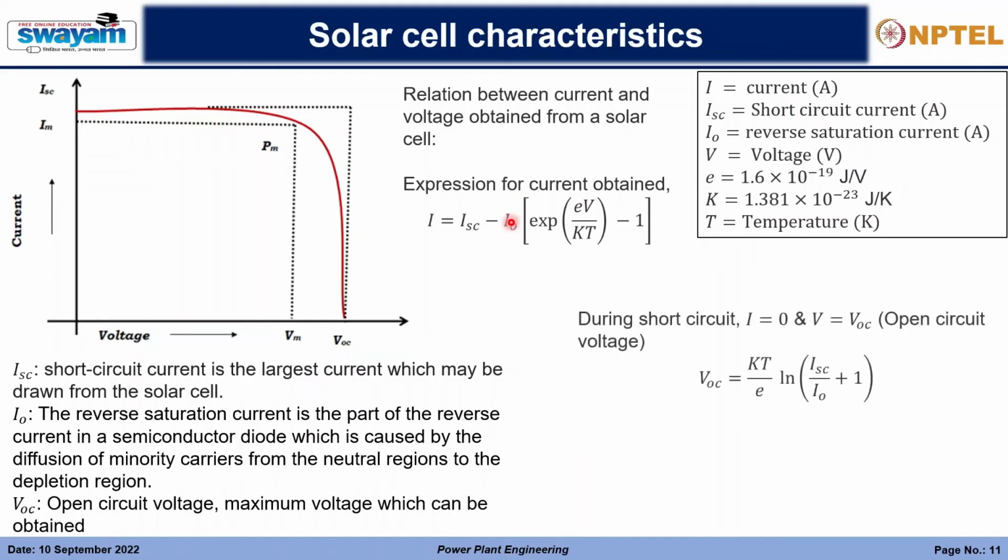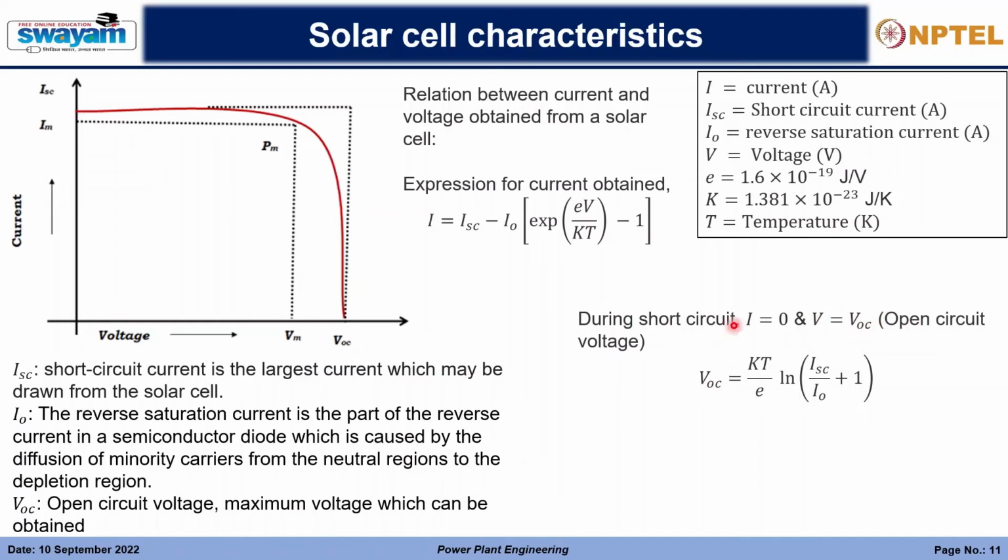If we have understood this, then during an open circuit, the current obtained here will be 0, and the voltage will be the open circuit voltage.